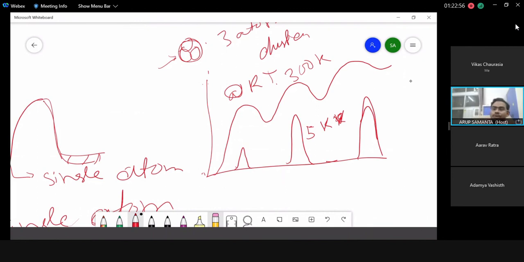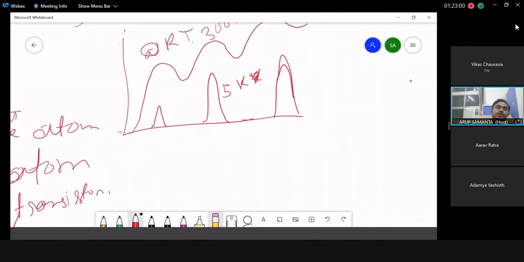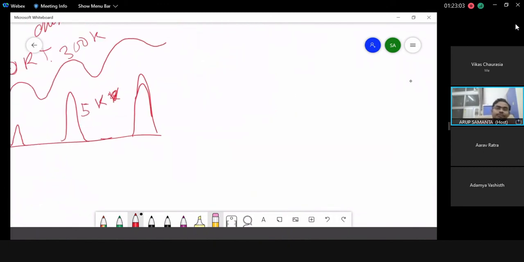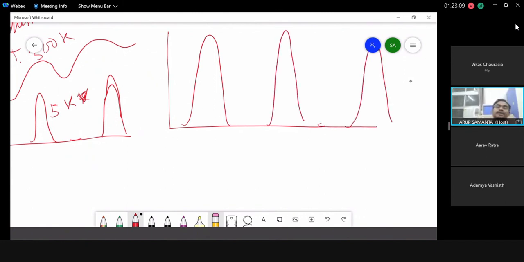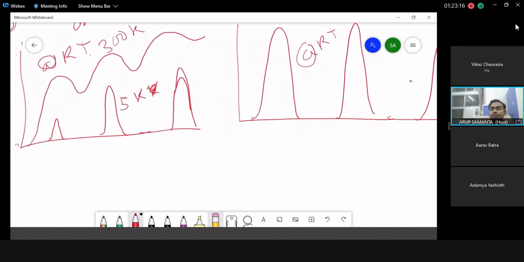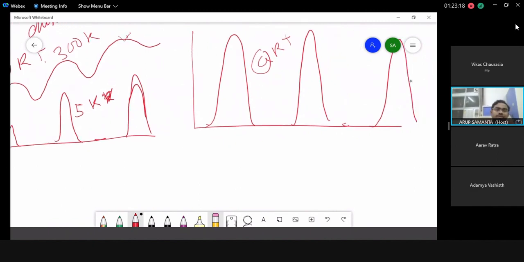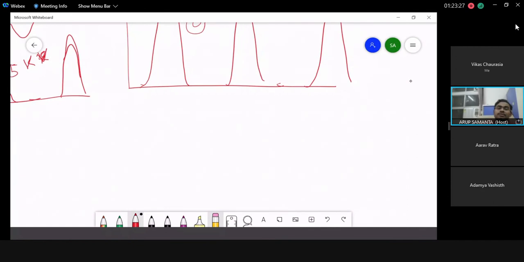Our lab is focusing on making single atom transistors which can give room temperature data. This should be the SET at room temperature. That is our target, and we are working in this direction. This is our data, and now we are focusing on single atom transistors and single electron transistors at room temperature. This SET is very important.